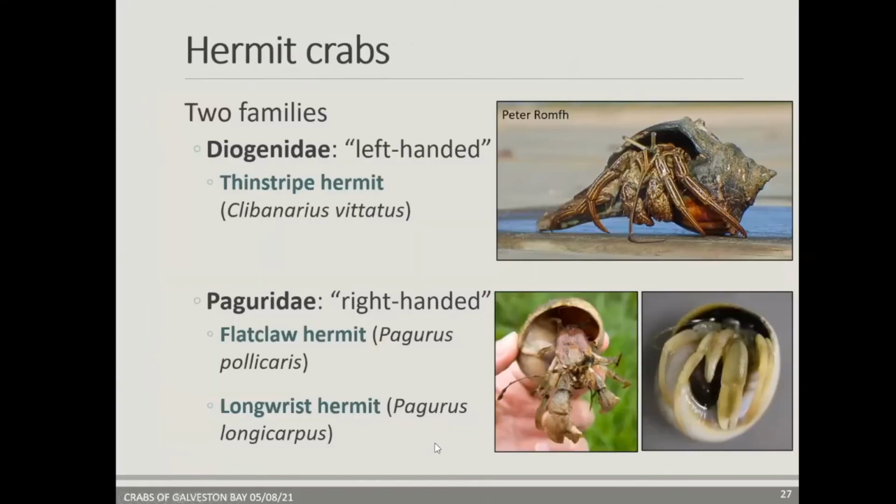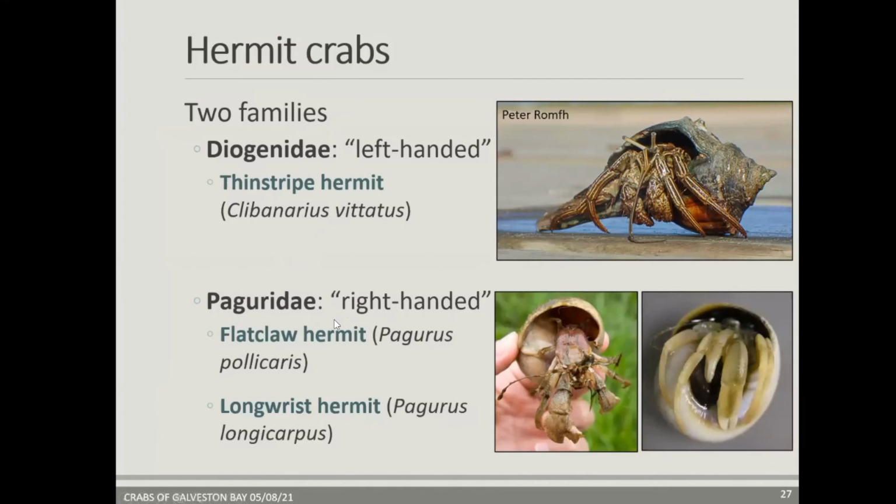Our last group are the hermit crabs. And they're in Galveston Bay. We have 3 different species representing 2 different families. We have the left-handed hermit crabs, which are sometimes called striped hermit crabs. Texas Parks and Wildlife says their official name is thin-striped hermit, Clibanarius vittatus, which is this guy. And you can see why he's called the thin stripe, because these walking legs all have stripes on them. And this is the most common one that we see in Galveston Bay.